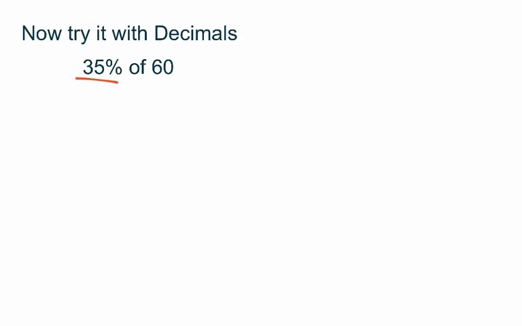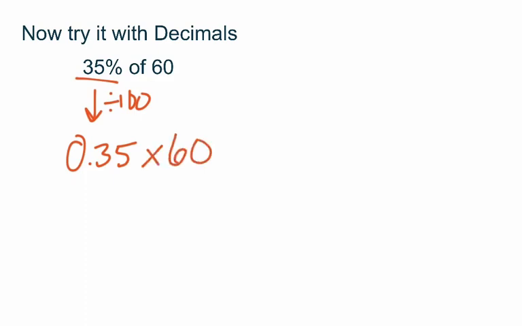For this problem, we're going to take 35% and we're going to write it in its decimal form. So we know that to go from a percent to a decimal, we need to divide by 100. And so 35 divided by 100 would be 35 hundredths. Then we're going to go ahead and multiply that times 60. Whether you do this by hand or with a calculator is totally okay. What we would find is that 35 hundredths times 60 is 21.